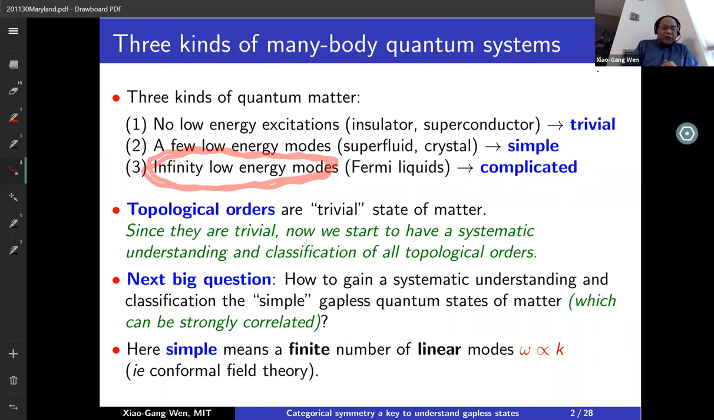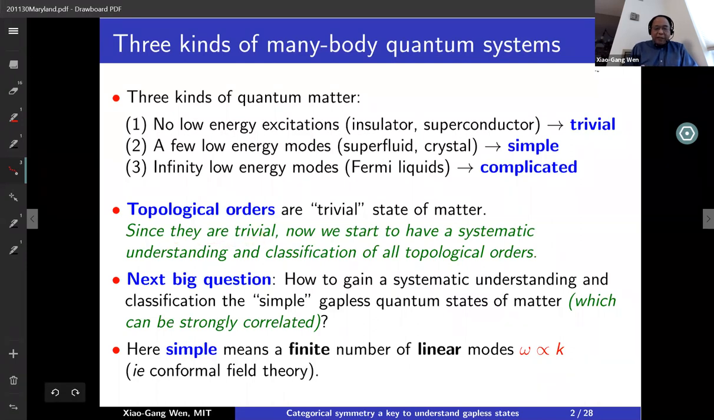Okay. So the topological order is a case where we have a trivial state of matter because the topological order has an energy gap. And in the last 30 years, we have made a lot of progress. Because they are kind of trivial, now we can have a systematic understanding and even classification of this topological order. Thirty years ago, the quantum Hall liquid and things like that, strongly correlated insulators, were thought to be very complicated. It's a mess. But after 30 years of effort, now those things became more clear, they have structures. Thirty years ago, we didn't dare to work on the gapless system. So now we probably can really answer this big question: how to systematically understand and classify the gapless quantum states.